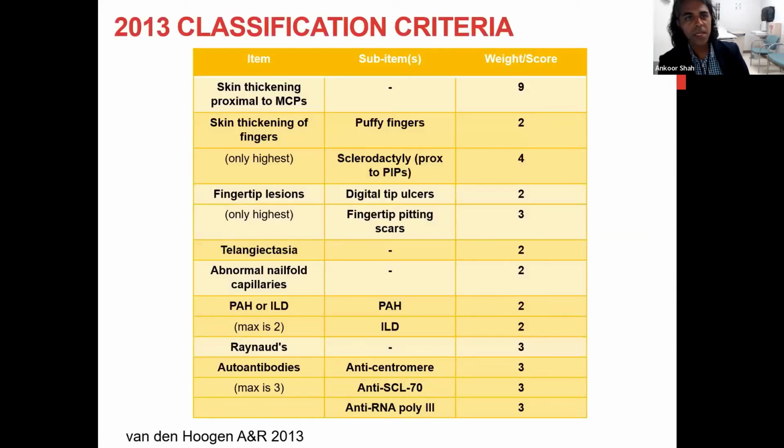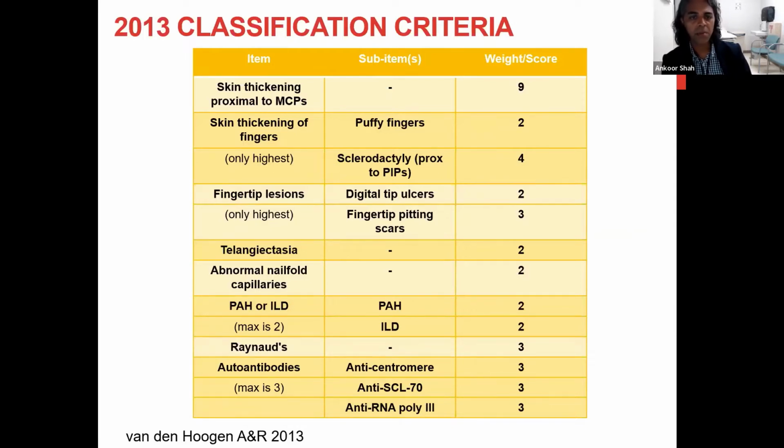In 2013, classification criteria were developed. And again, like many of our diseases in rheumatology, we have classification criteria as opposed to diagnostic criteria. This provides, though, a framework for diagnosis, but is used primarily for entry criteria into clinical trials of systemic sclerosis.